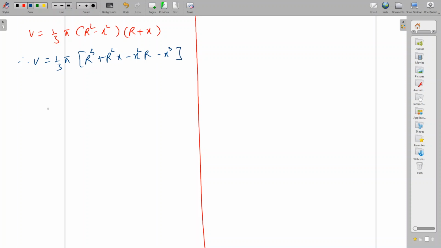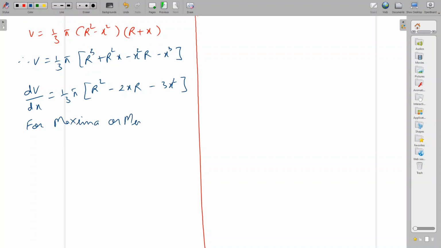And for maxima or minima, we know that we have to differentiate the function, so we will find here dV by dx, because the only variable is x. So dV by dx equal to 1 by 3 pi, first one is a constant, so it will become 0, and the derivative of r square x gives r square, minus 2xr, minus 3x square. So for maxima or minima, we know that dV by dx should be 0.